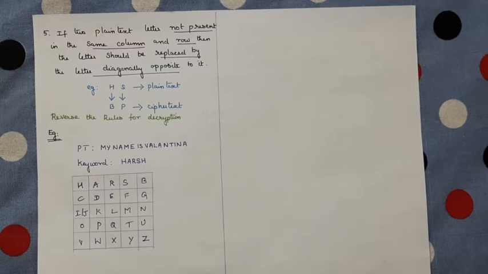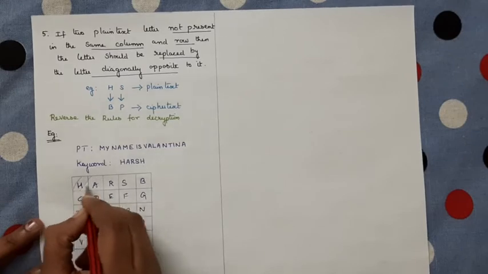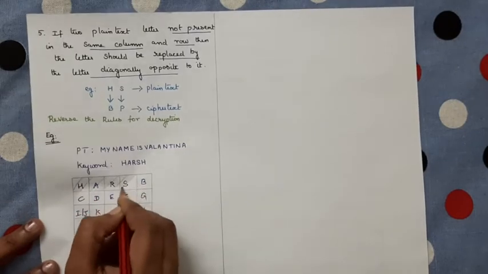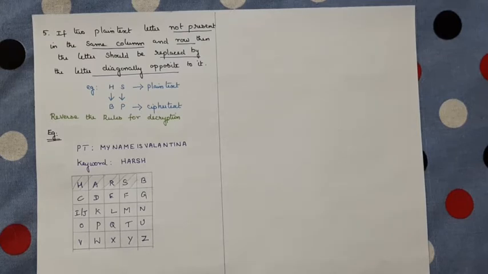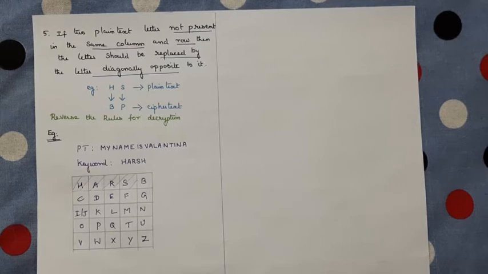Okay, so up to this it is a keyword. Up to this it is a keyword, and then I have filled in the rest of the letters. Now my 5 cross 5 matrix is ready with the help of the keyword. Okay, now I am going to encrypt.